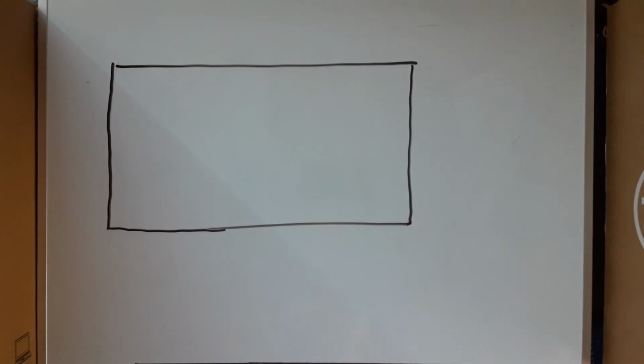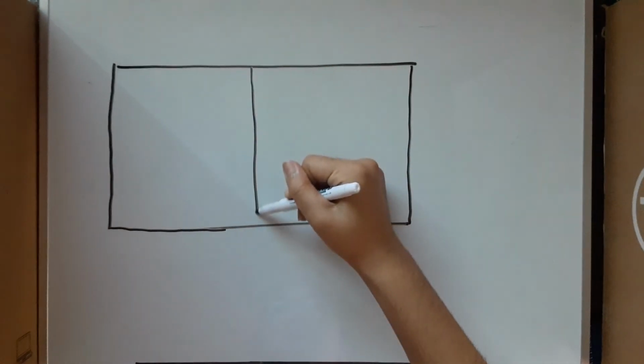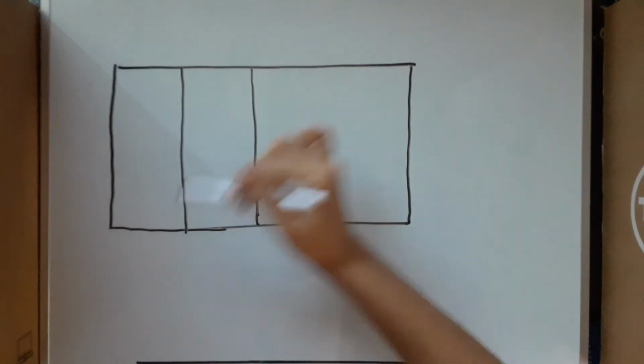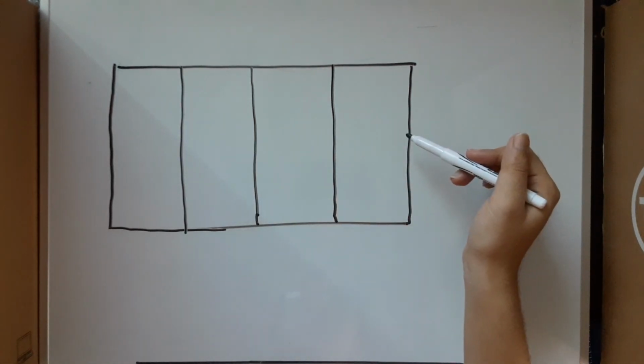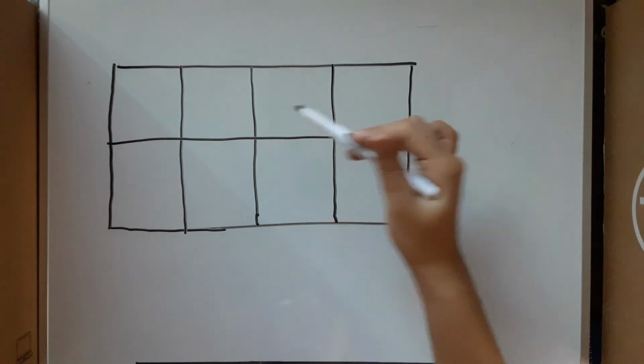Circles aren't the only shape that can be cut into fractions. We can cut any shape into fractions as long as the pieces we cut are of equal size. So for this rectangle, if we want to cut it into 8ths, we would cut it like this. We have 2 pieces. 1, 2, 3, 4 pieces. And we have 8 pieces.